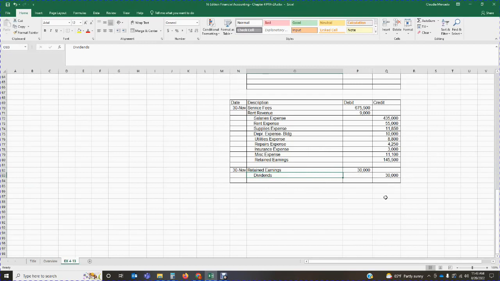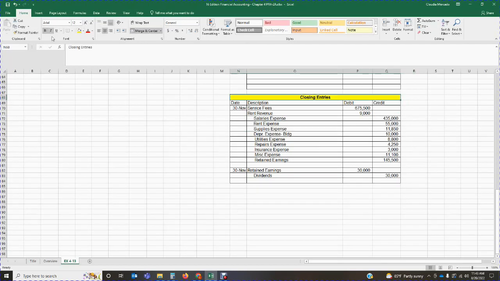At the end of these two closing entries, all of our revenue accounts, expense accounts, and dividend accounts will be zero. And you can start fresh the following year. So all of our temporary accounts are going to be closed. So these are the closing entries. And these are only done once a year during the closing process.